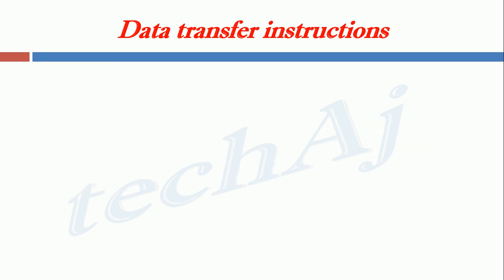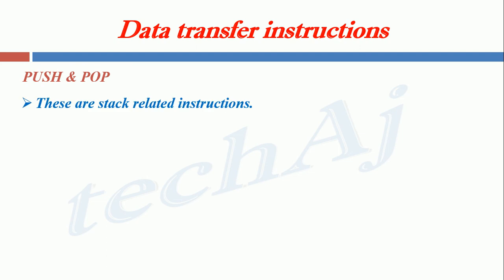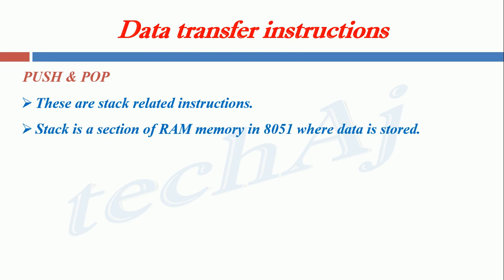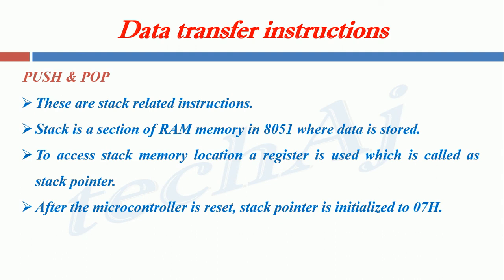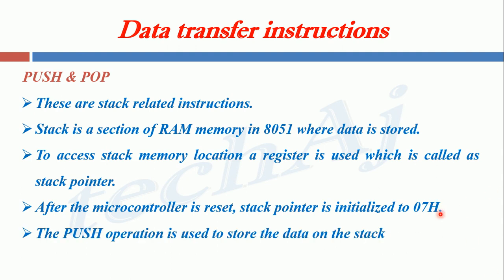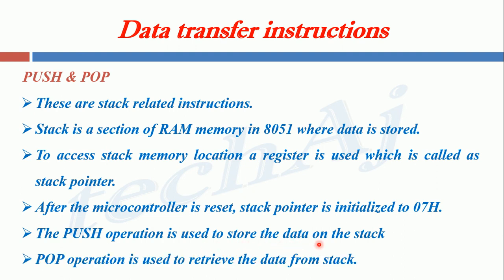Next data transfer instructions are push and pop instructions. These are stack memory related instructions. Stack is some section of area on a RAM memory where 8051 stores the data. To access the stack memory location, one register is used which is called as a stack pointer register. After microcontroller has been reset, the stack pointer is initialized to the 07H. Push operation is used to store the data onto the stack, whereas pop operation is used to retrieve the data back from the stack memory.